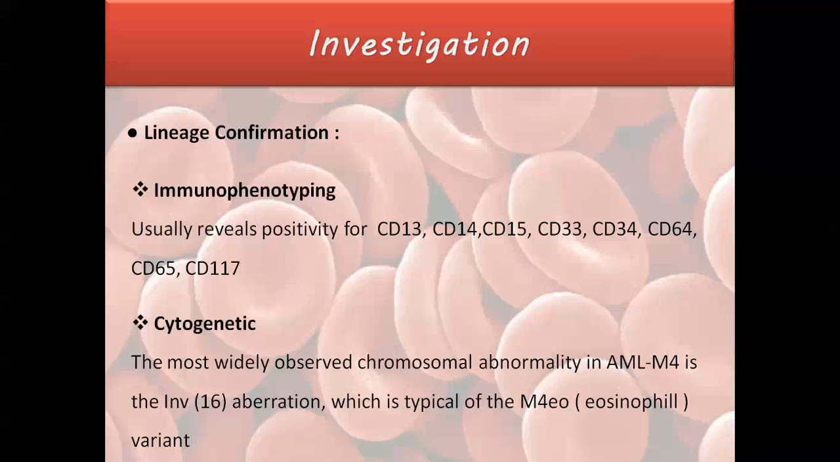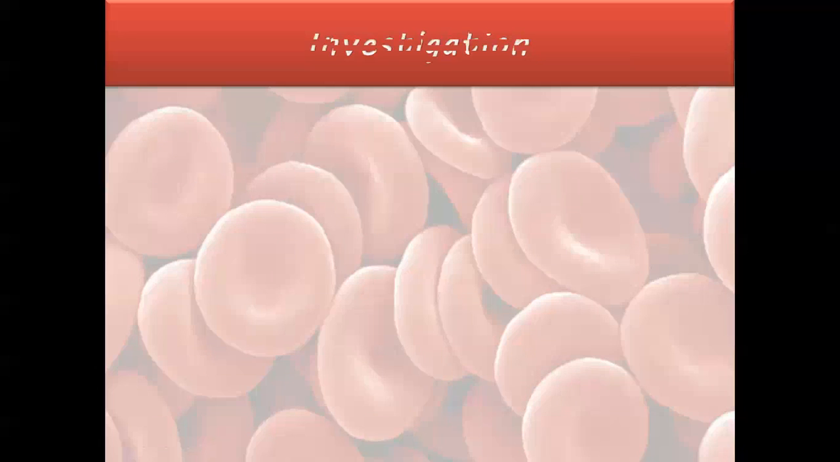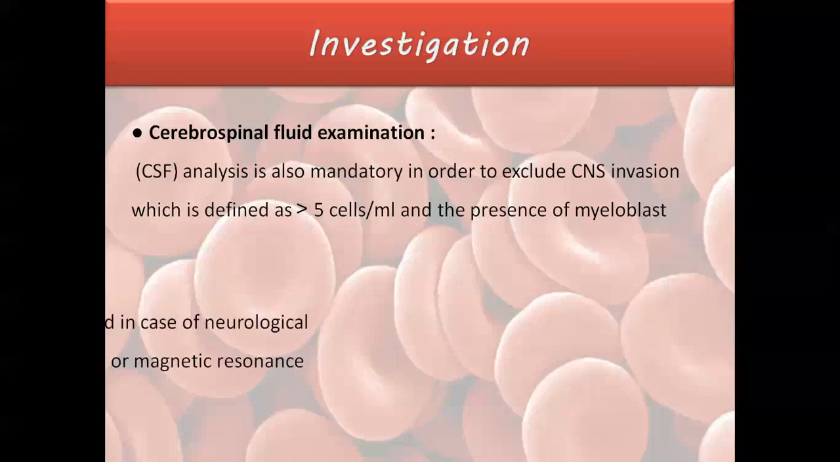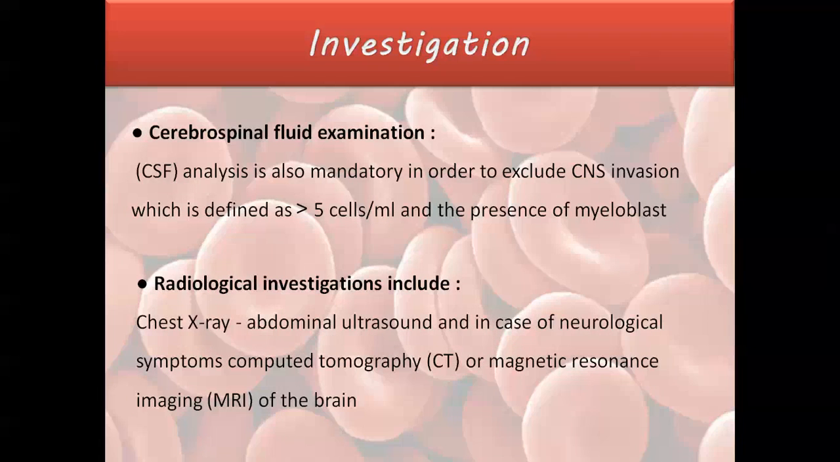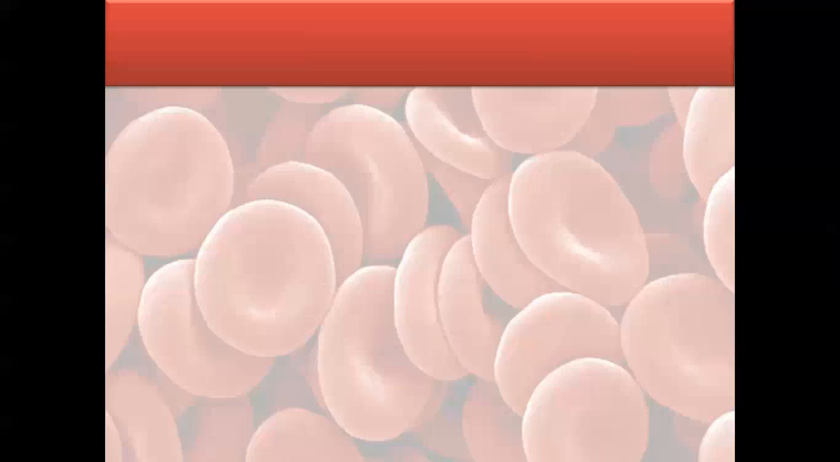Cytogenetics. The most widely observed chromosomal abnormality in AML M4 is the inversion 16 aberration, which is typical of the M4 eosinophil variant. Cerebrospinal fluid examination is also mandatory in order to exclude central nervous system invasion, which is defined as more than 5 cells per millimeter and the presence of myeloblasts. The last one is radiological investigation, which includes chest x-ray, abdominal ultrasound, and in case of neurological symptoms, computed tomography and magnetic resonance imaging of the brain.